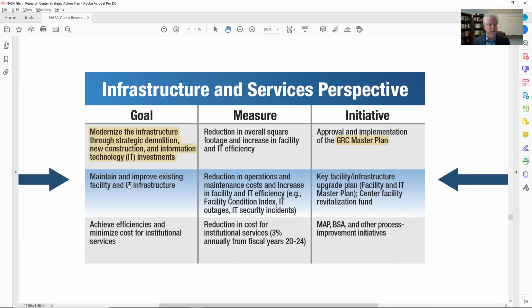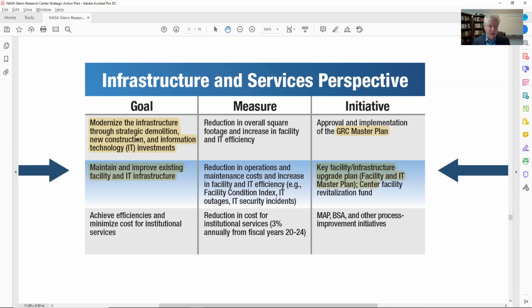Okay, so maintain and improve existing facility and IT infrastructure. This is, again, what my customer does. Reduction in operations cost, key facility. So this one fits totally in their space. I'm just highlighting it. I know that this entire goal, achieve efficiencies for institutional services. And I don't know what MAP and BSA is, acronyms just off the top of my head, so I need to go research those.